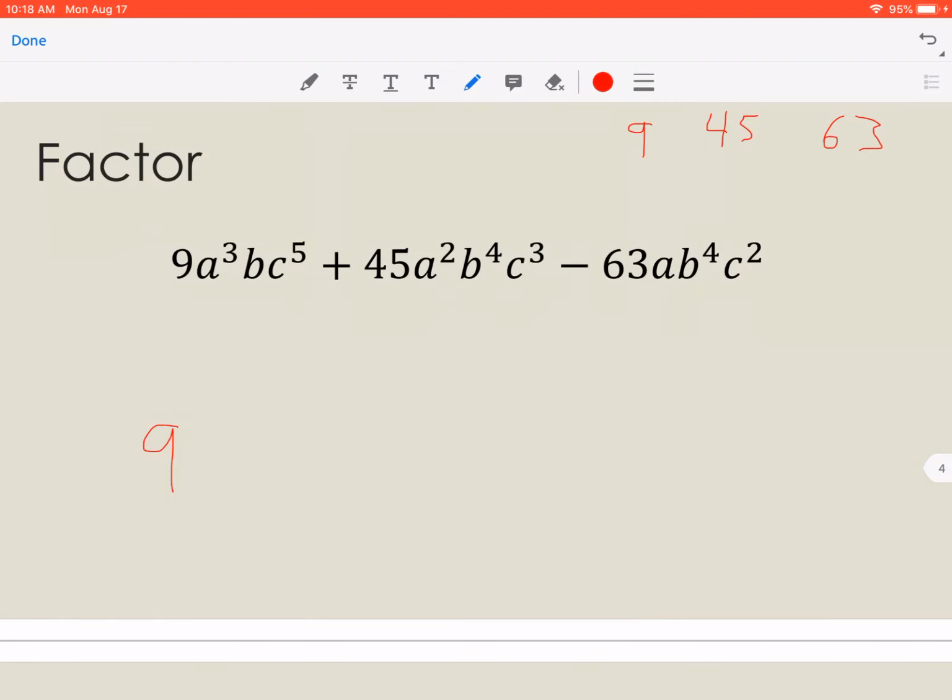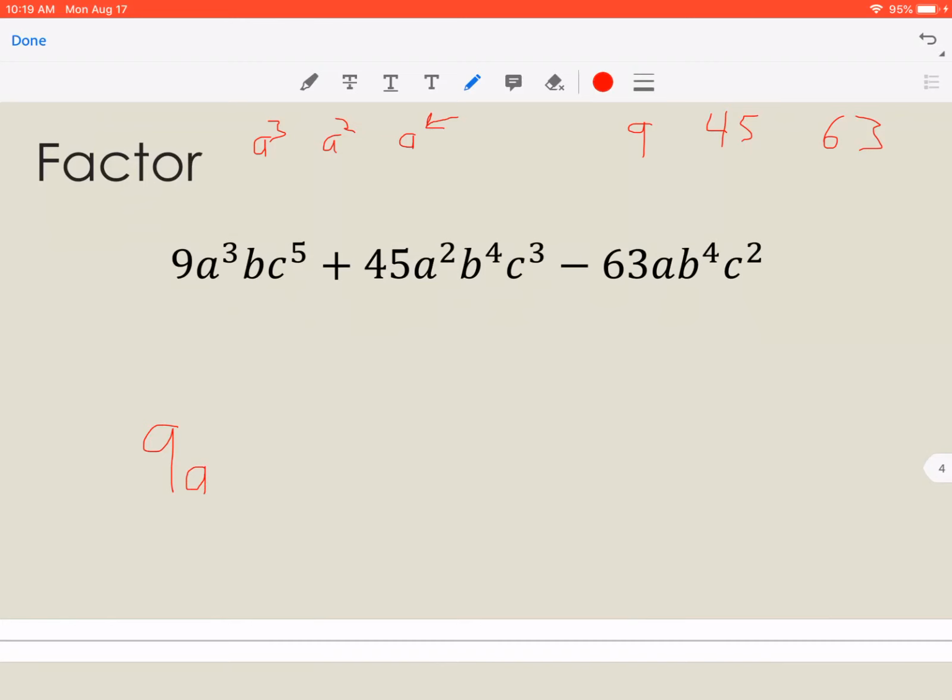Look at the letters. That first term has 3 a's. That second term has 2 a's. And that third term has 1 a. And really, if you'll notice, what they all have in common is at least 1 a. What you're really doing is taking the lowest exponent. Remember, this a here is to the first power. So you're taking out 1a. You don't need to put a 1 there.